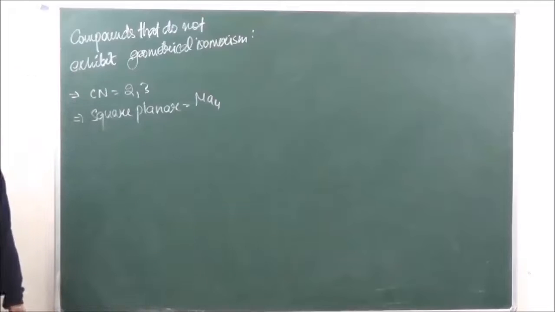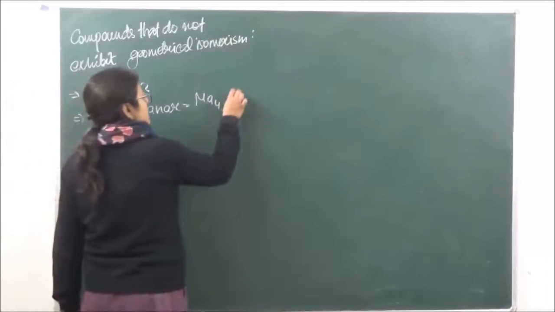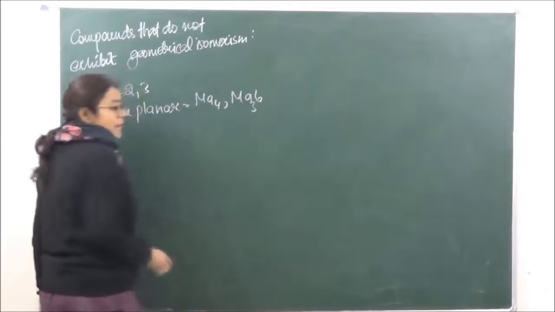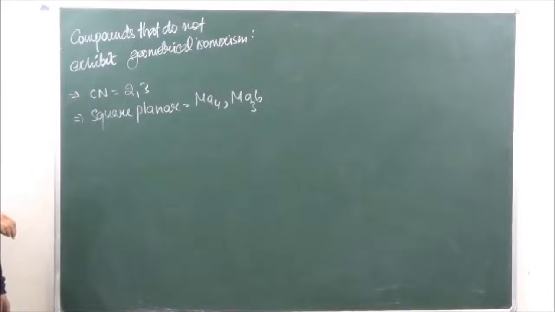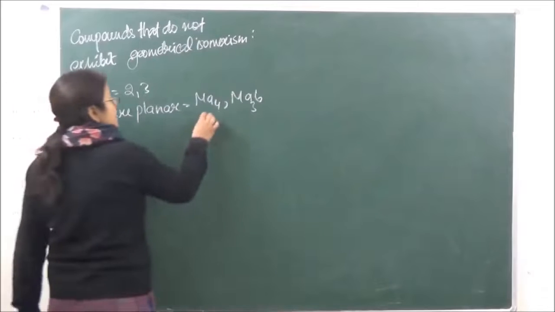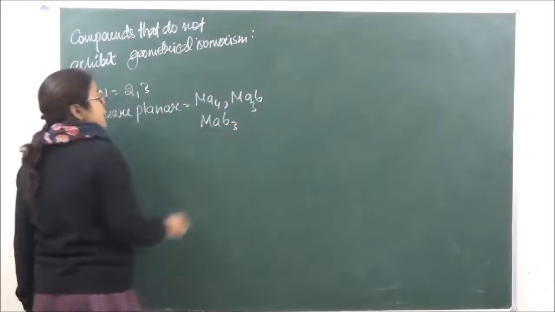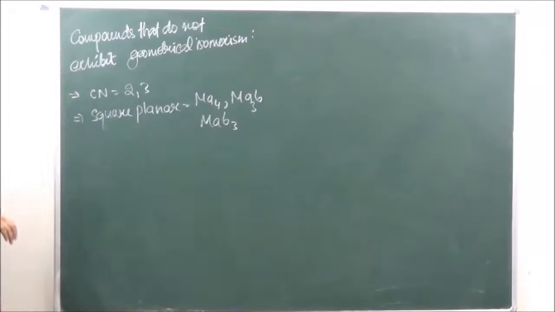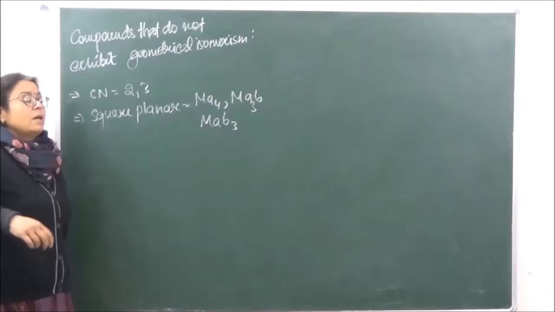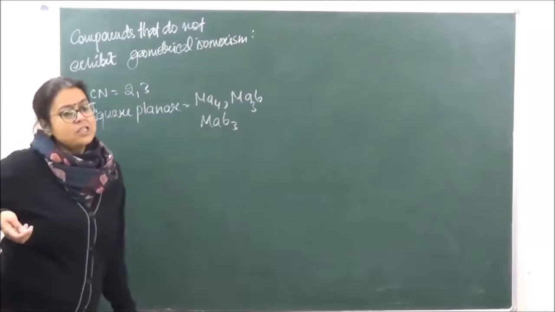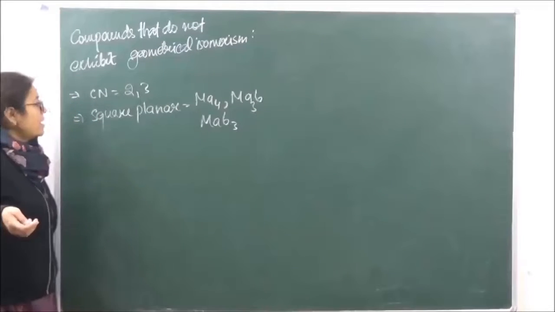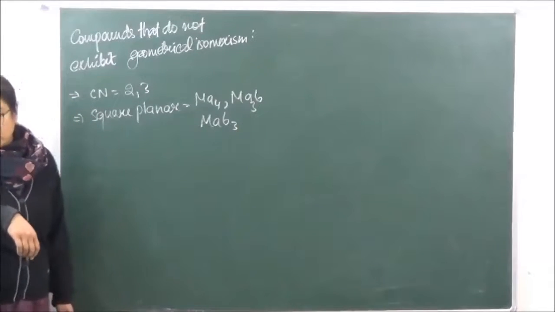Ma4 having all 4 same ligands. Then Ma3b, right? Then after that we have MaB3. All these are not going to show geometrical isomerism, because whenever you are rotating the position, they will occupy adjacent positions only. So they are unable to show geometrical isomerism.